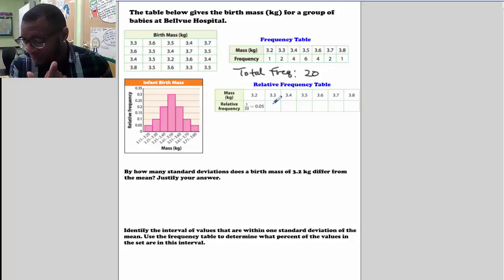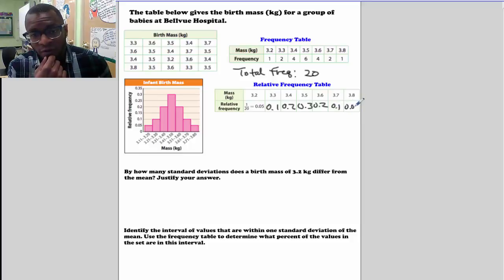Okay, so for 3.3, it's going to be 0.1. For 3.4, it's going to be 0.2, and I've already calculated these. Okay, 3.5 is 0.3, 3.6 is 0.2, 3.7 is 0.1, and 3.8 is 0.05. And as you can tell from your relative frequency table, the distribution of our data is symmetric, because in the middle is 0.3, and on both ends we have 0.2, 0.1, and 0.05.